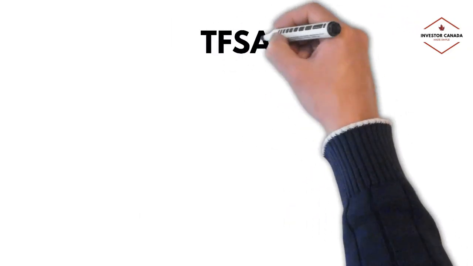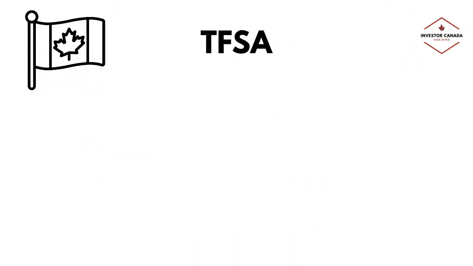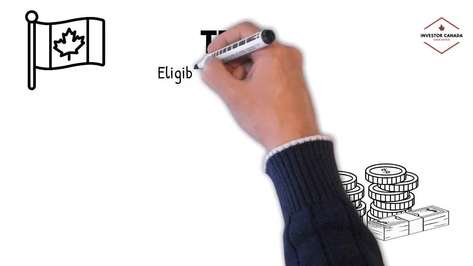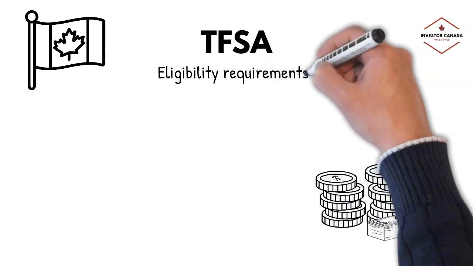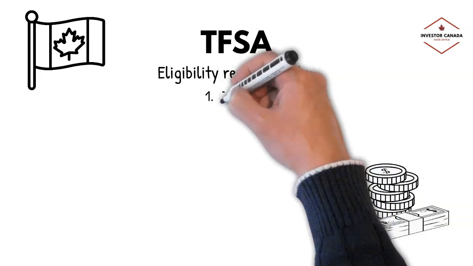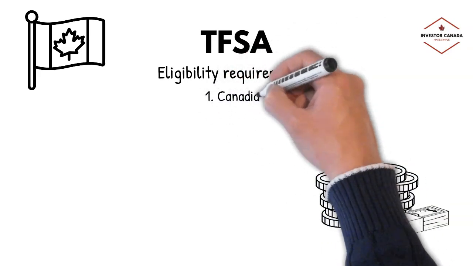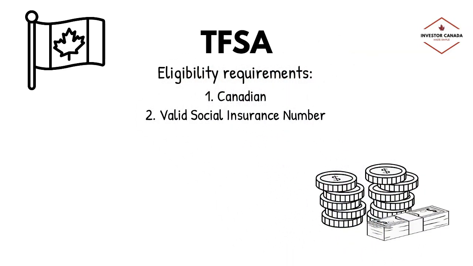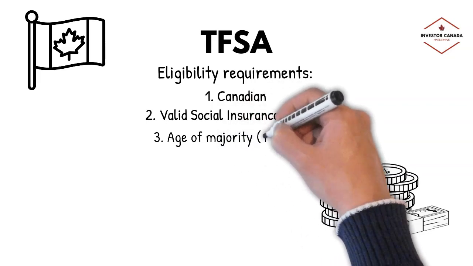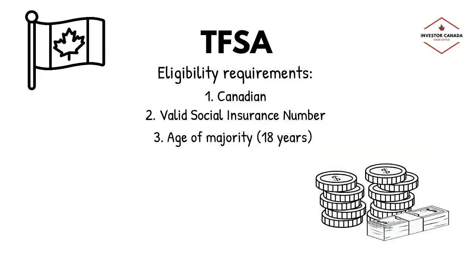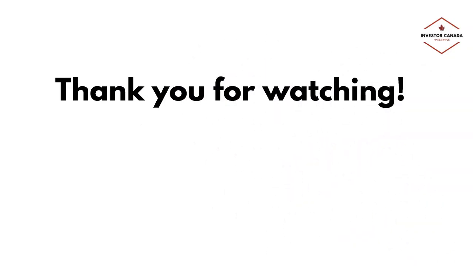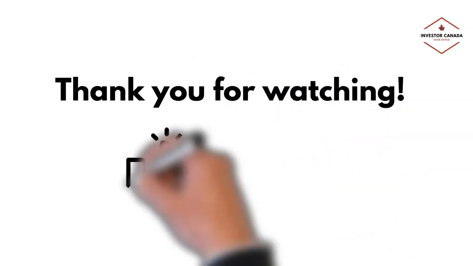Other than the over-contribution penalty, understanding the TFSA is quite simple, and it is a flexible account that any Canadian can open as long as you meet the eligibility requirements, such as you are a Canadian resident, you have a valid social insurance number, and you are the age of majority in your home province/territory. This is typically 18. I hope this video was simple and explained what a TFSA is in basic terms.